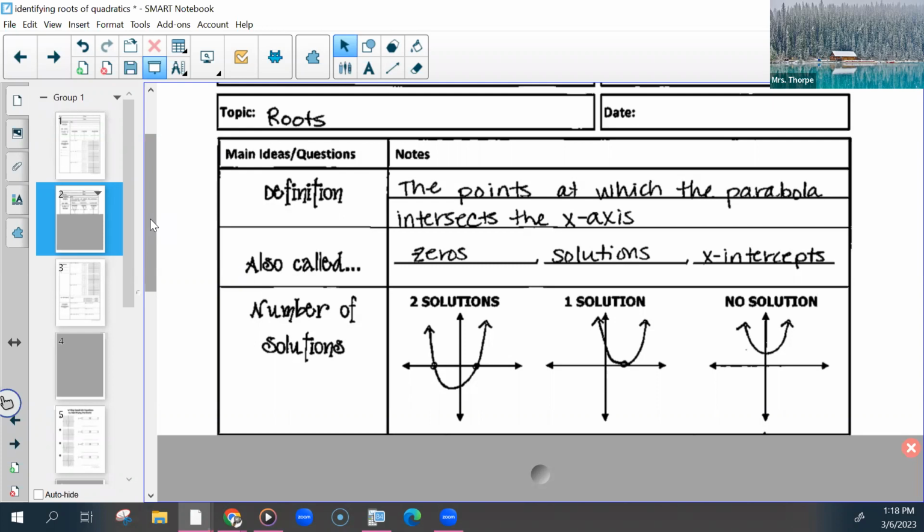Two would be, does it cross the x-axis twice? One, does it touch it only at one place? None, it does not touch the x-axis at all.